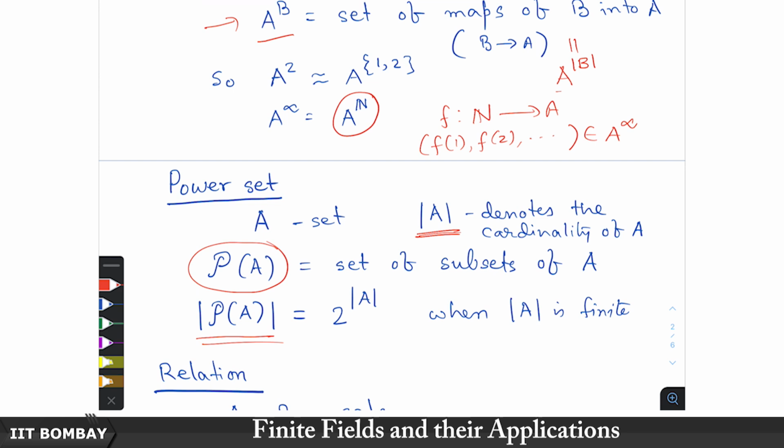Why is that? Because you can choose a subset of A by taking every element: for every element you can either include it or exclude it. So, there are 2 possibilities for every element, and that means that there are a total of 2 power mod A possibilities for choosing a subset. That means there are so many subsets of A.